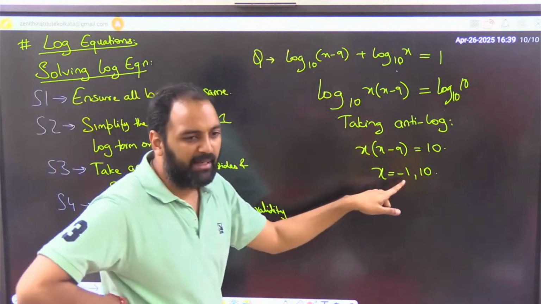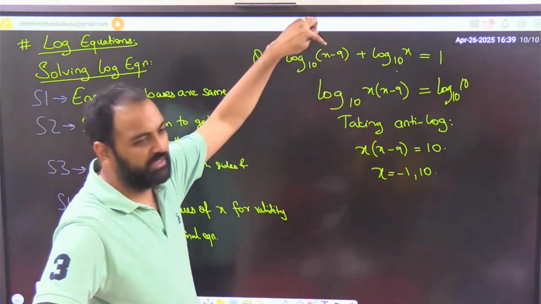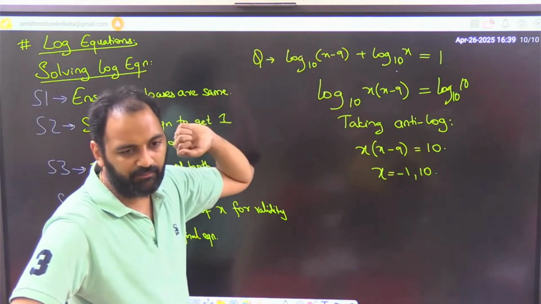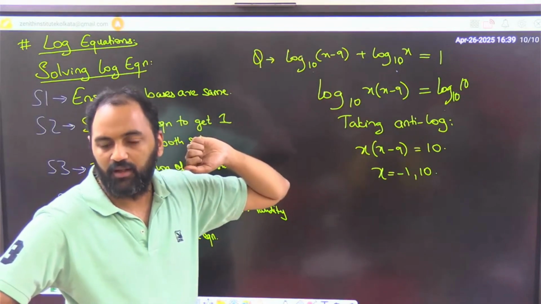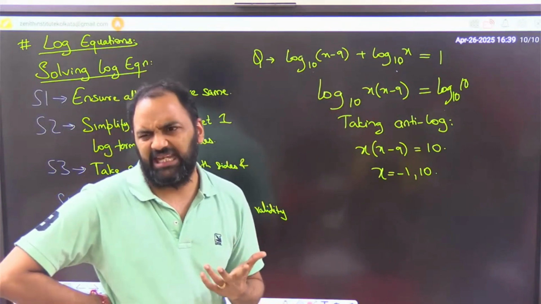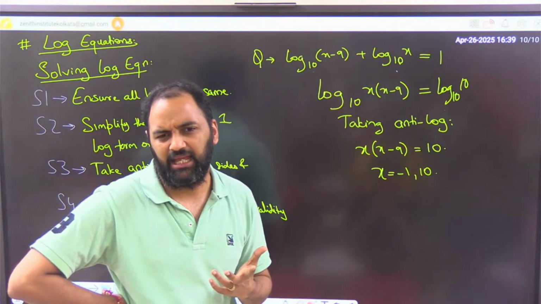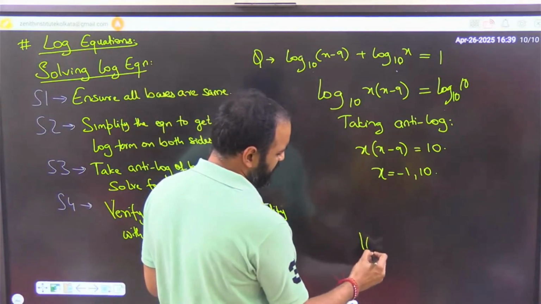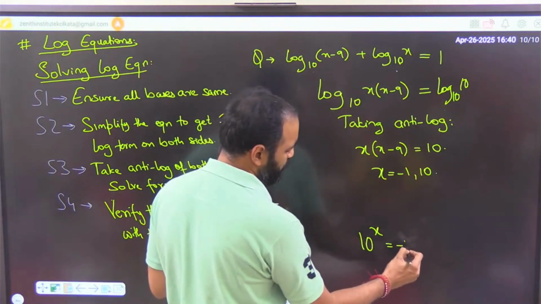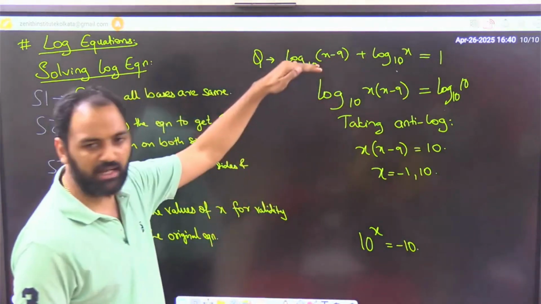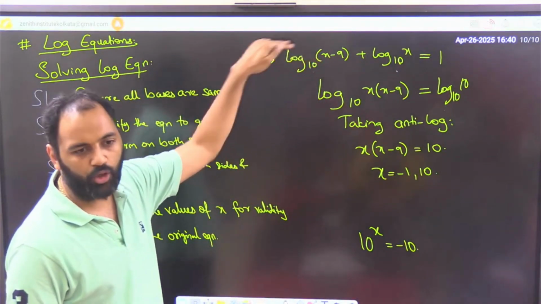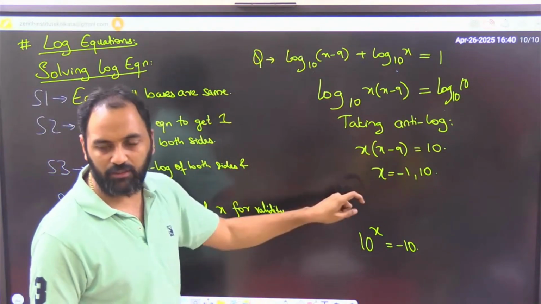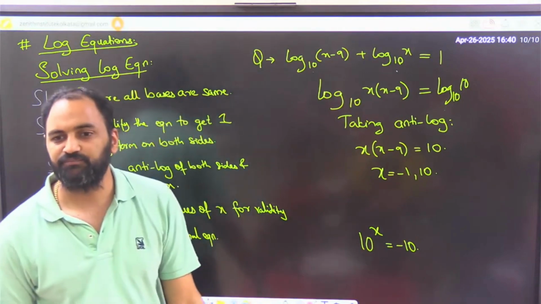Let's see. If we take -1 and put that over here, what does it become? Log of -10 to the base 10. But is that okay? Think about it. If we have an expression like this, 10 to the power x is equal to -10. Log of -10 to the base 10 means we need a value of x for which 10 to the power x can become -10. Find x.